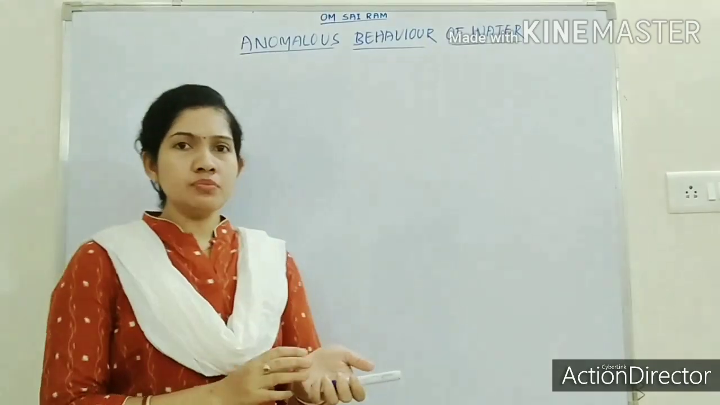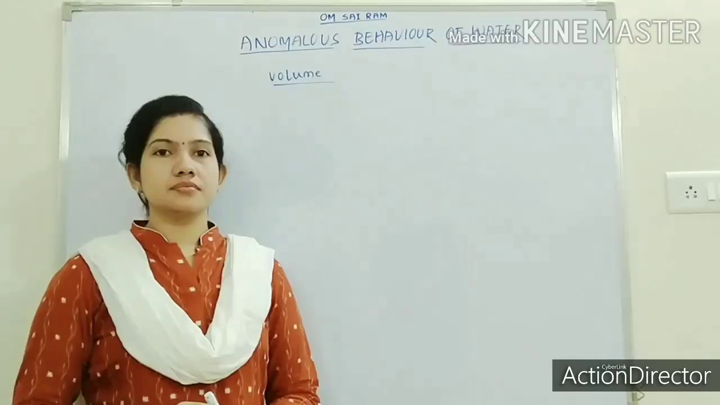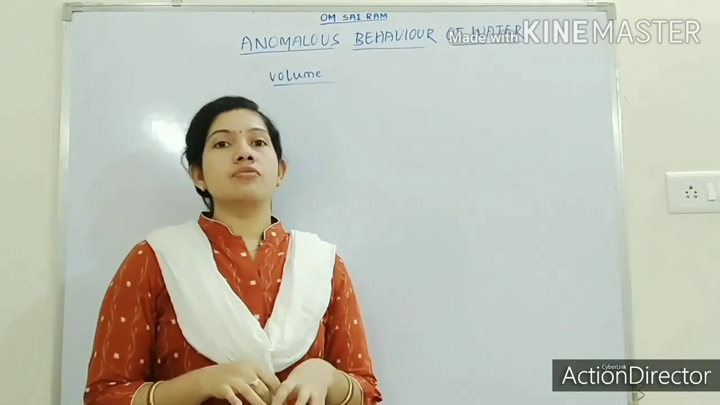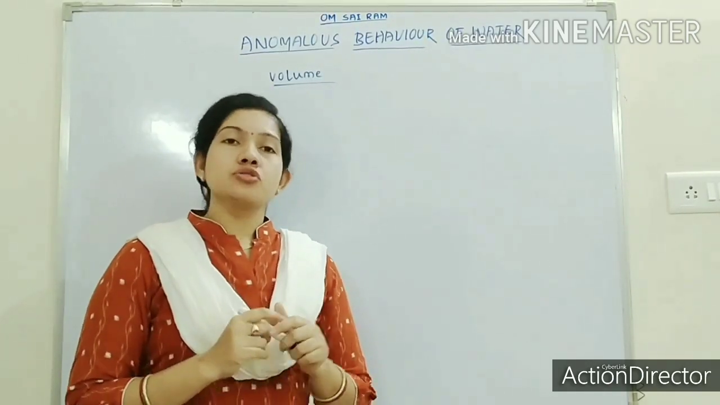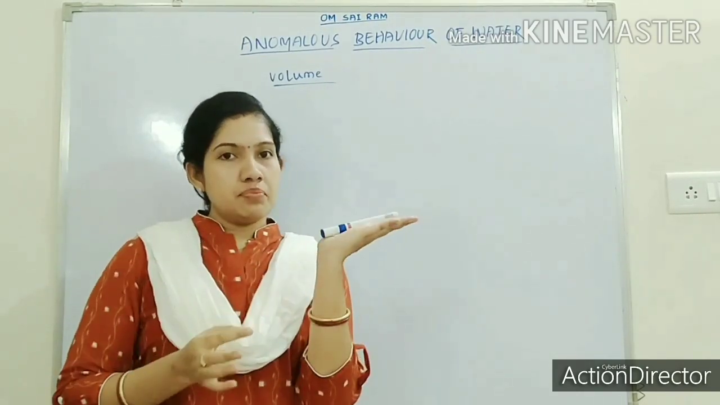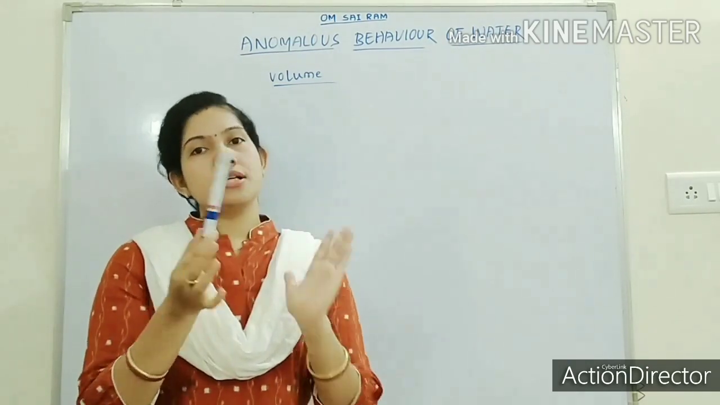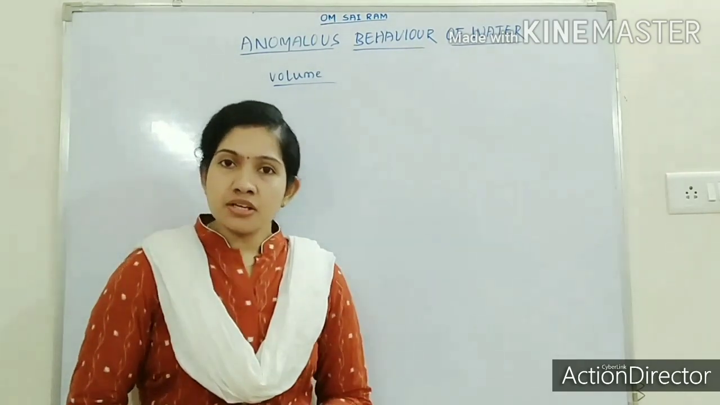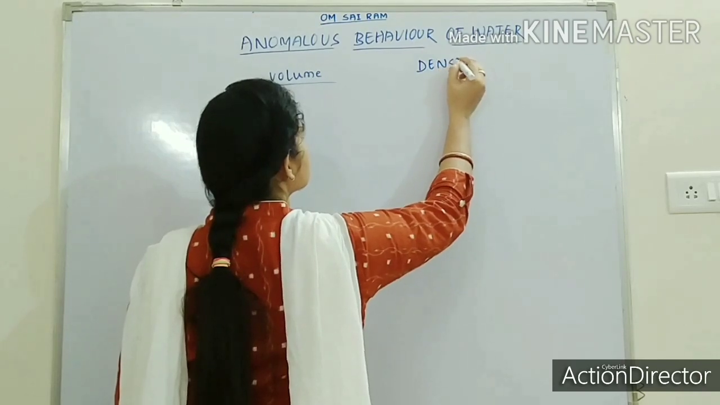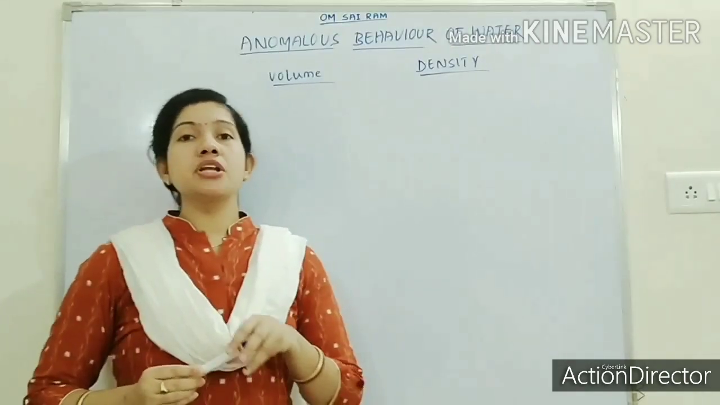Do you know what volume is? Volume. So, what is volume? Volume is the area covered by an object. Okay, so if I take this marker and place it over my hand, then you can see the area covered by this marker is known as its volume. Okay, and another term I want to discuss, density. What is density? Density means mass per unit volume.